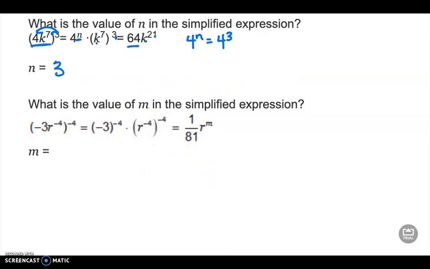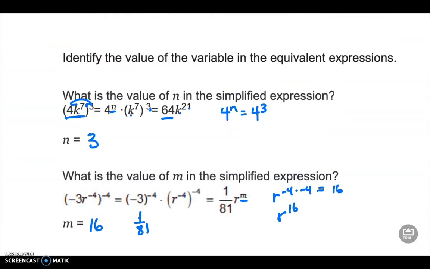What's the value of this simplified expression? So here we've got negative 3r to the negative 4th, all of that taken to the negative 4th power. So we take negative 3 to the negative 4, and we take r to the negative 4, all to the negative 4, and so we would rewrite this. Negative 3 to the negative 4 is 1 over 81. That's where this came from. And then we have r to the negative 4 times a negative 4, which is equal to a positive 16. So it's going to be r to the 16th.